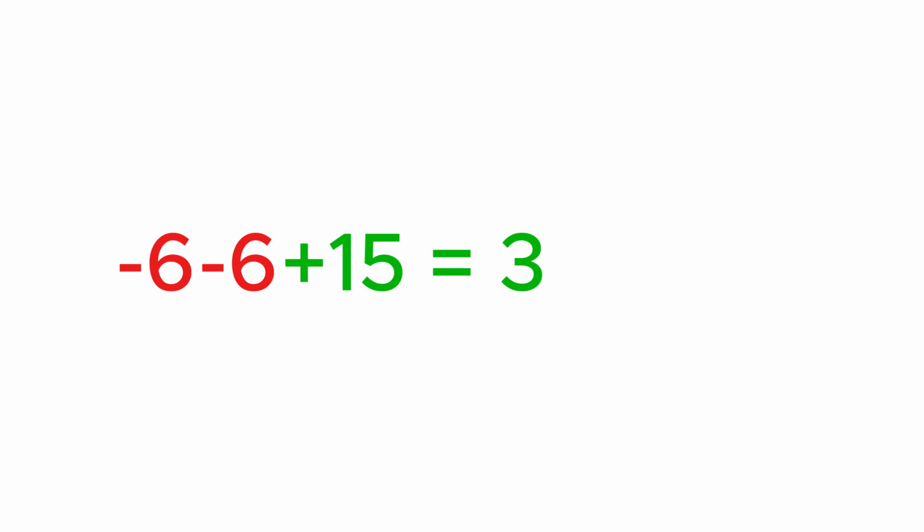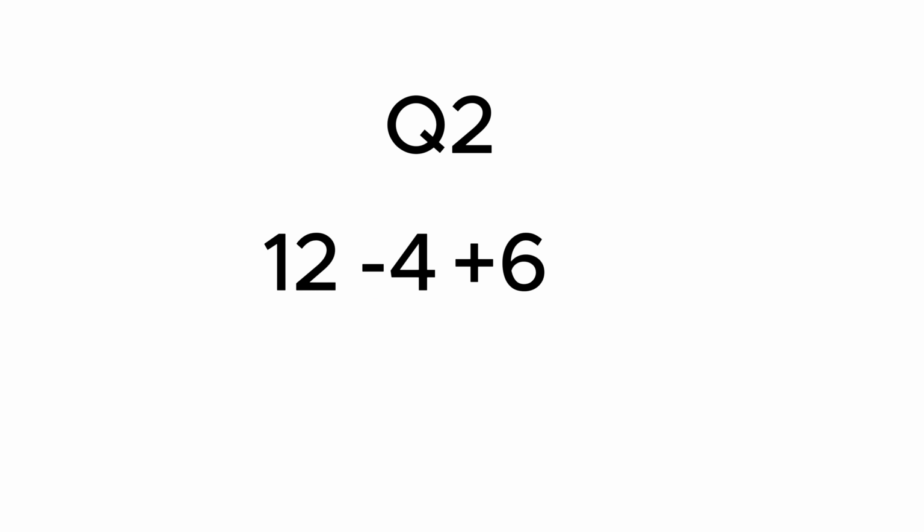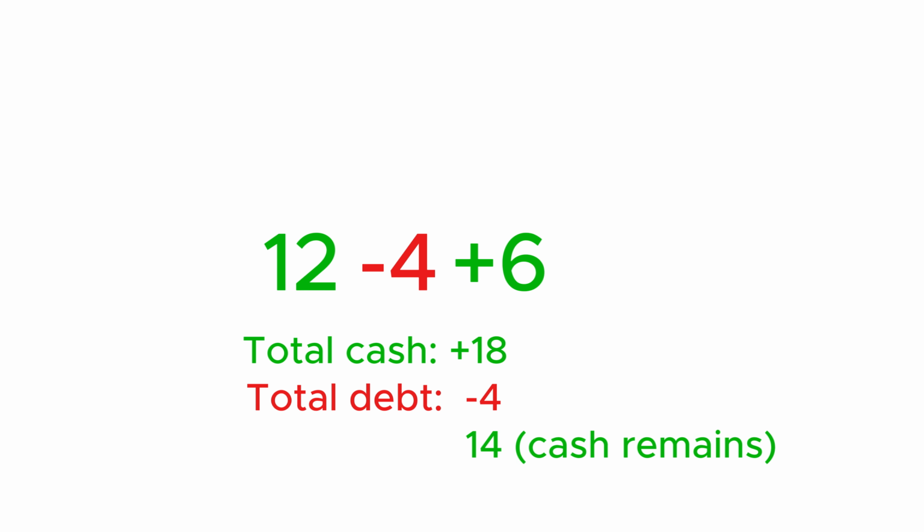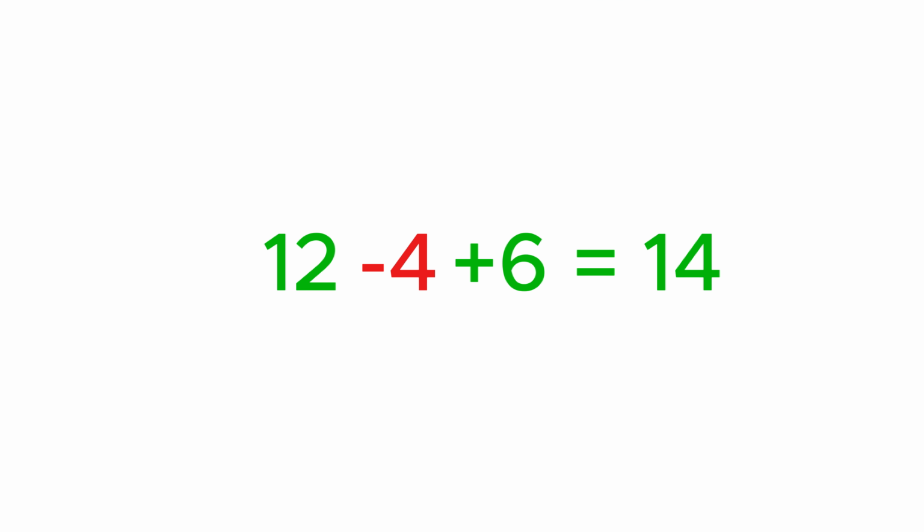So our next question: we receive a cash of $12 and we have a debt of $4 and then we receive another cash of $6. So our total cash is $18 and our debt is $4. If we pay off our $4 debt, we still have $14 cash. So money remains. So the answer is 14. 12 minus 4 plus 6 is 14, or plus 14.